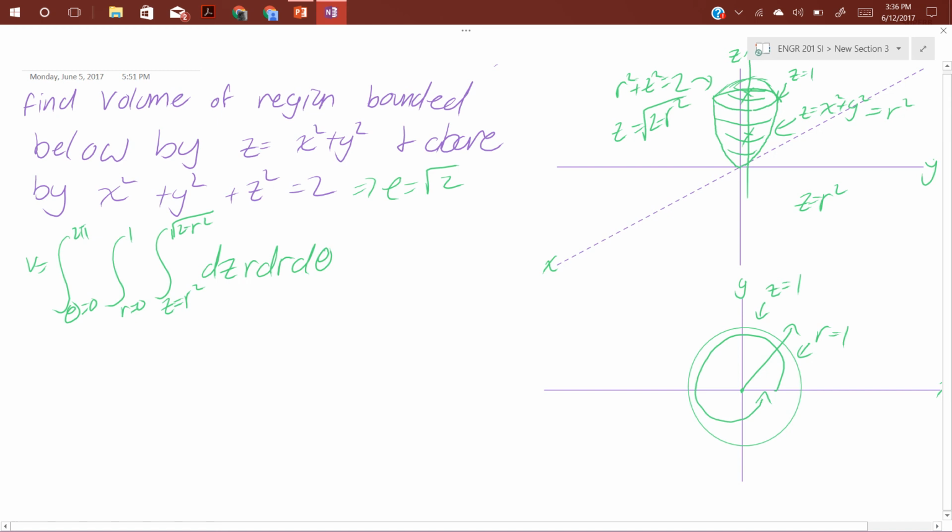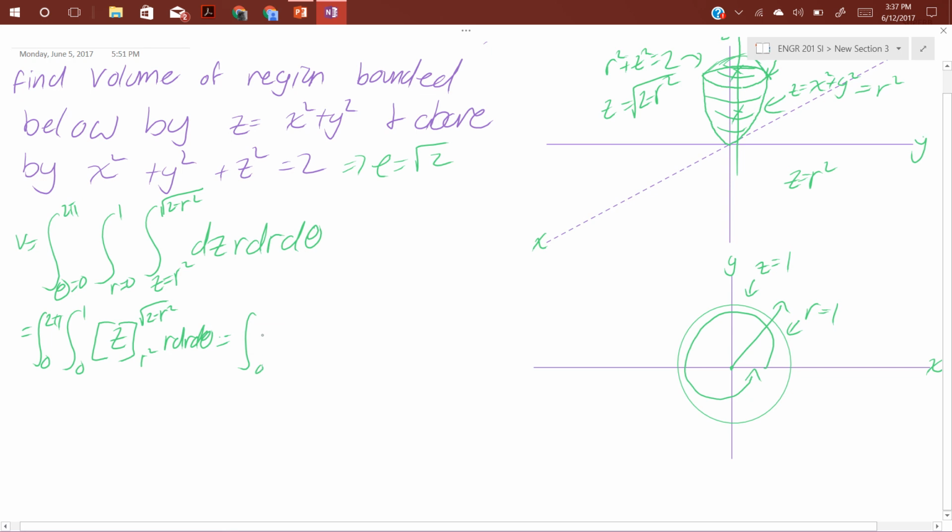We can now integrate it. The integral of dz is just z. So this is the integral from 0 to 2 pi, from 0 to 1, of z from r squared to the square root of 2 minus r squared, r d theta. Then this equals the integral from 0 to 2 pi, 0 to 1, of the square root of 2 minus r squared, all times r, minus r cubed, dr d theta.